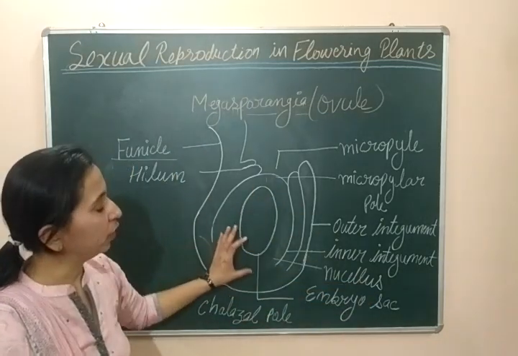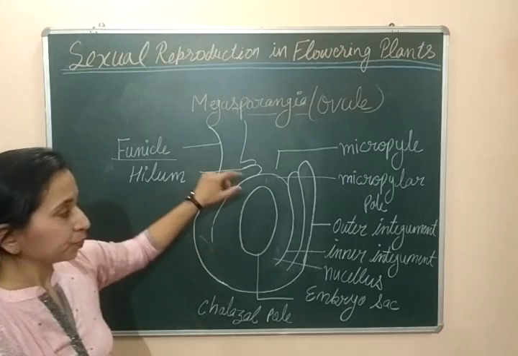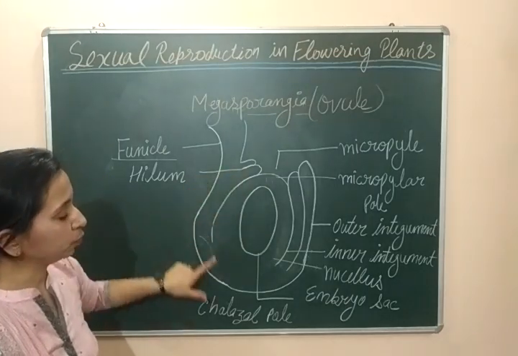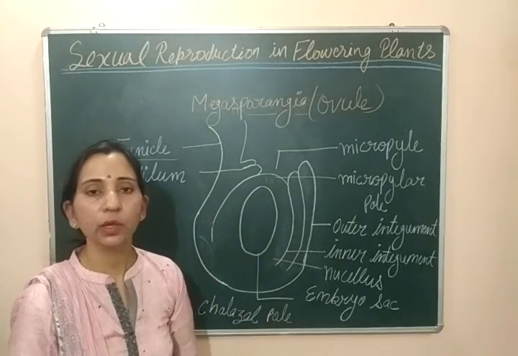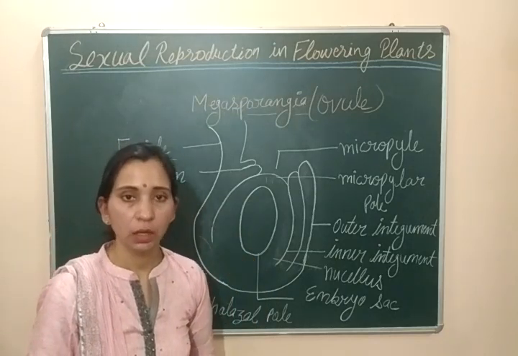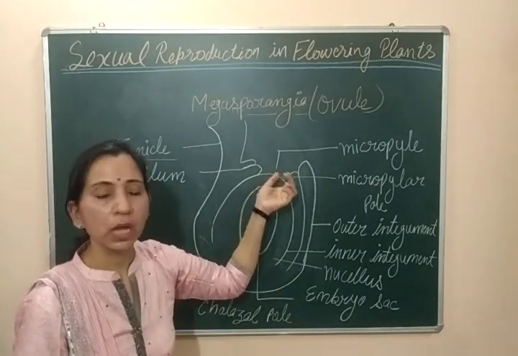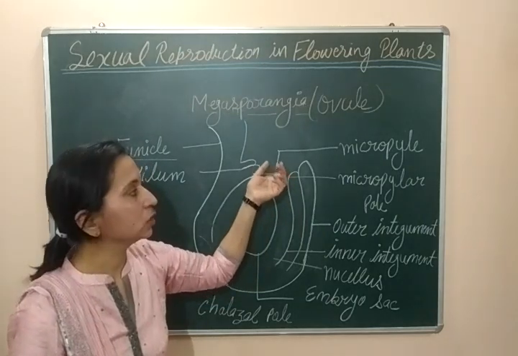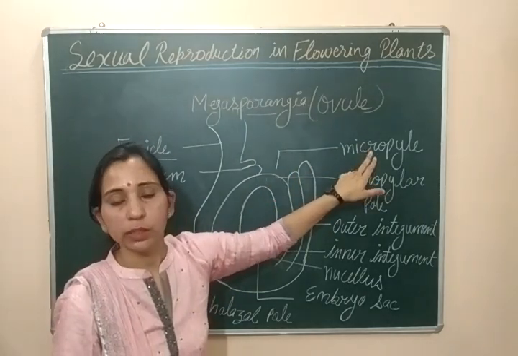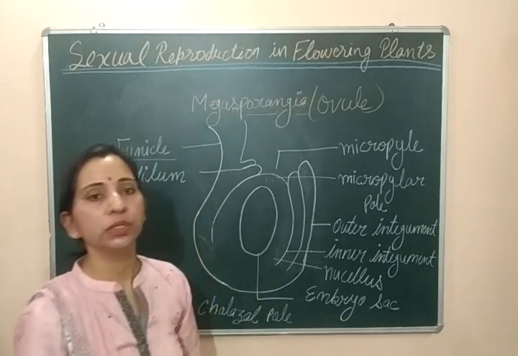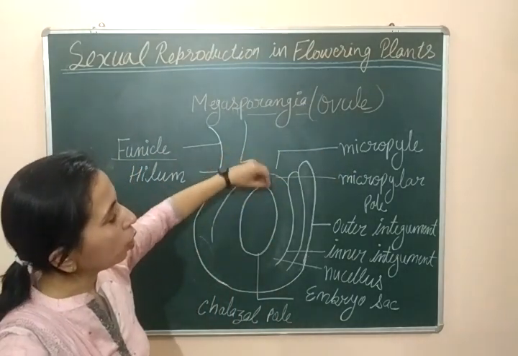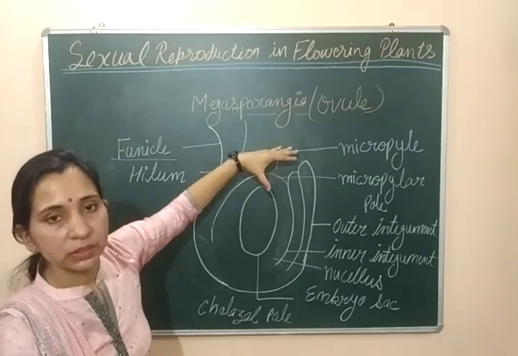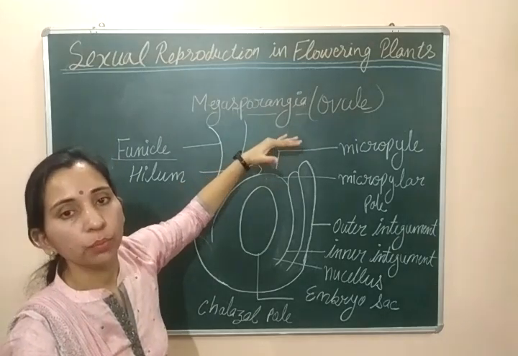This complete part is filled with nucellus and these integuments form the complete covering, but at one point these integuments are not present. This part where integuments are not present is known as micropyle. And the pole where the micropyle is present is known as micropylar pole.